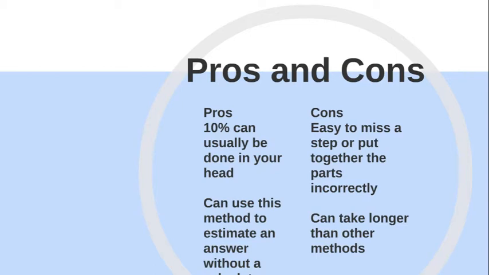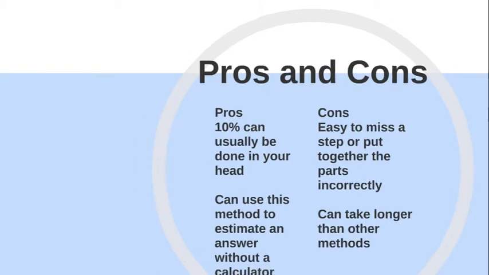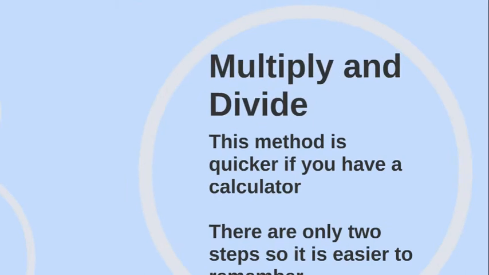The disadvantages are that it's easy to miss out a step or try and combine all the parts together wrongly and come up with the wrong answer. It can also be quite a long method compared to some others you could use. So let's have a look now at the next method, the multiply and divide method. This one's much quicker if you're using a calculator, and people find it easier to remember because there are just 2 steps.